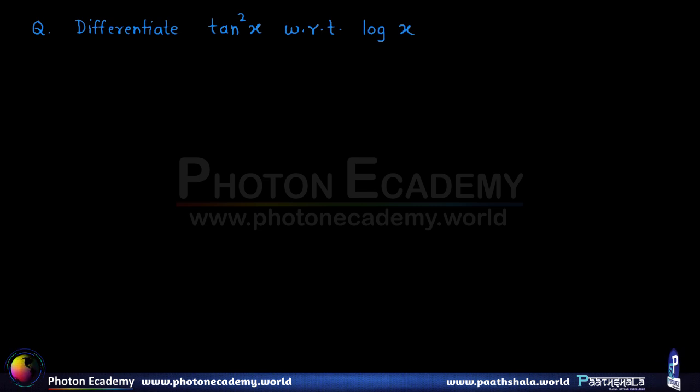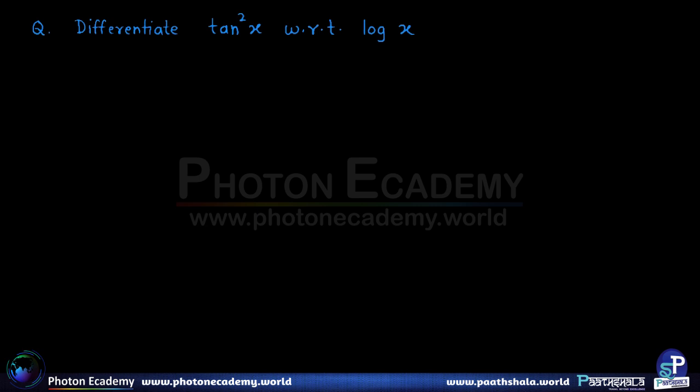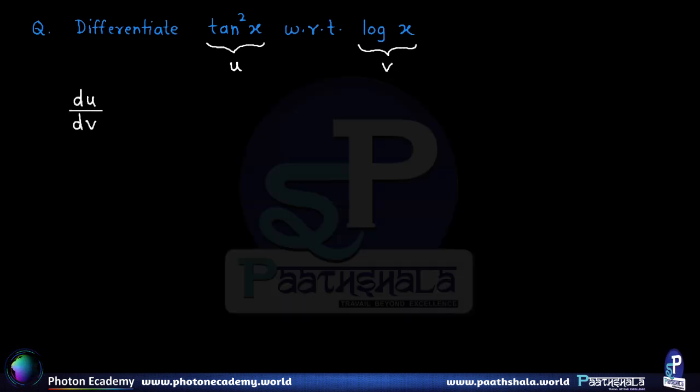Now here we are asked to differentiate tan square x with respect to log x. Typically we are used to differentiating with respect to just x as the variable. So how come we can differentiate one function with respect to the other function as asked here? For that, let's visualize the first function as u and the second function as nothing but v. So u is a function of x and v is also some function of x. And what we have to find is du by dv, that is what we have been asked.